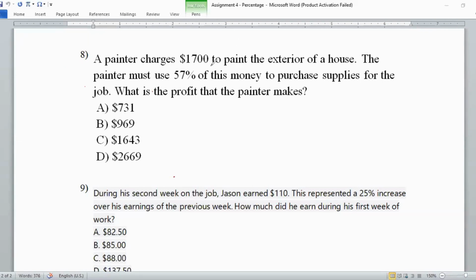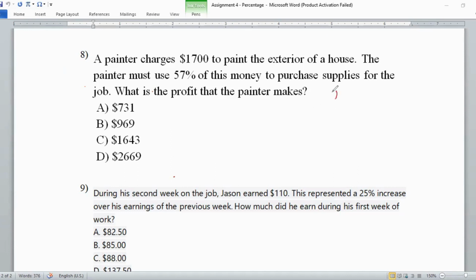A painter charges $1,700 to paint the exterior of a house, and the painter must use 57% of this money to purchase supplies for the job. And what is the profit that the painter makes? To find the profit, we need to subtract the cost of supplies from the total amount charged. And suppose T be the total amount charged.